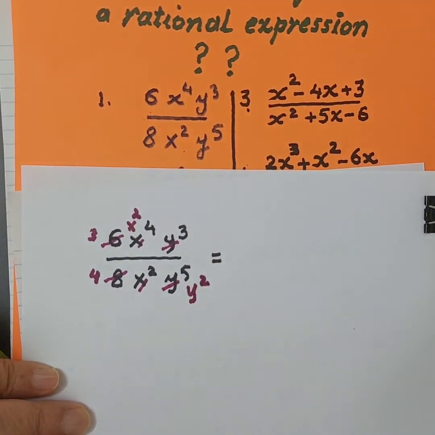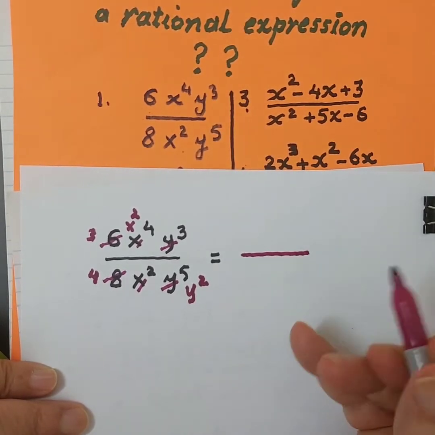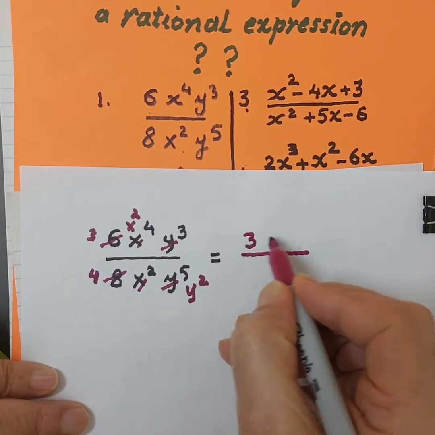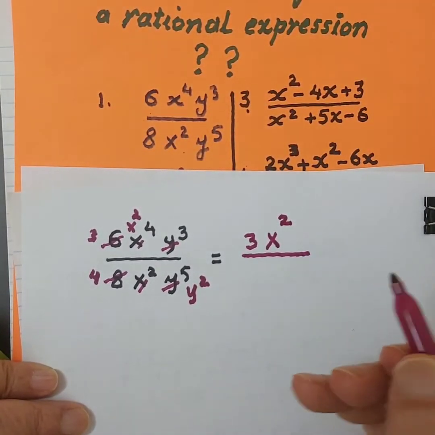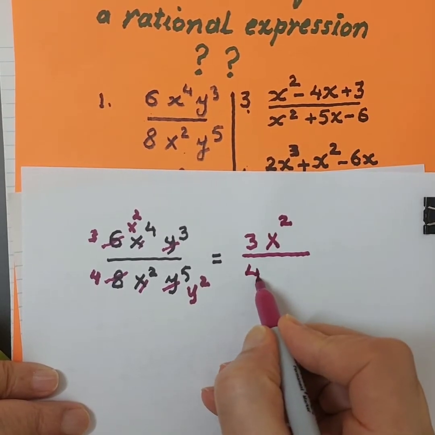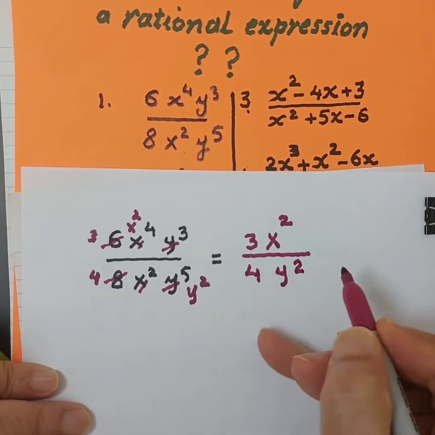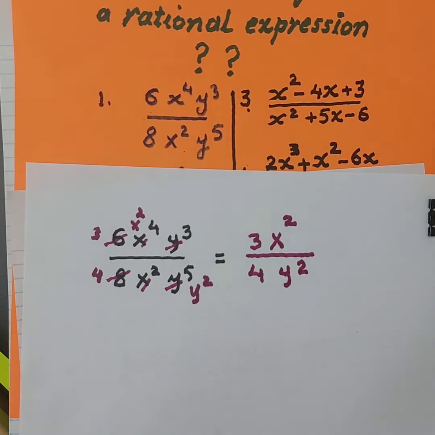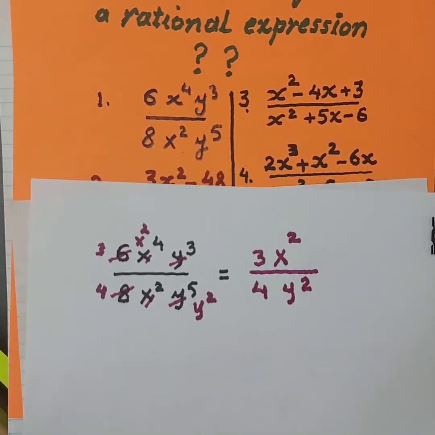And then we can write the result. The result in the simple form, after simplifying, is 3x squared over 4y squared. This is the simplest form, and we can't do anything else. That's it regarding the first expression. Let us go to the second expression.